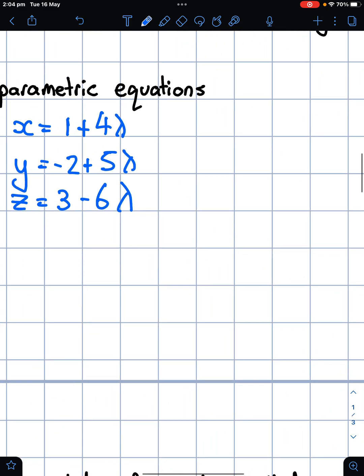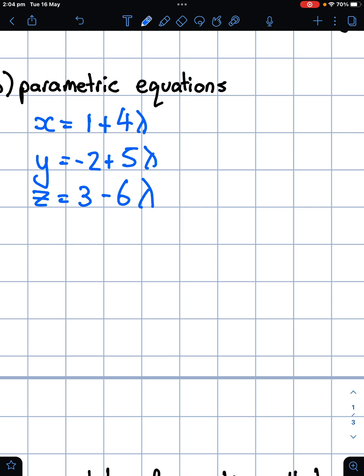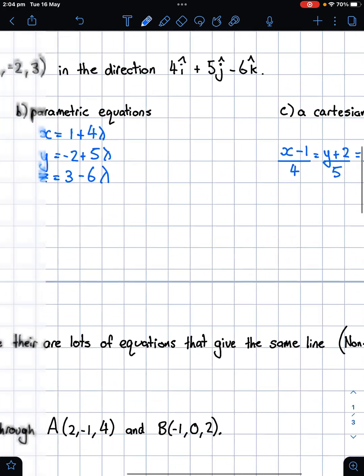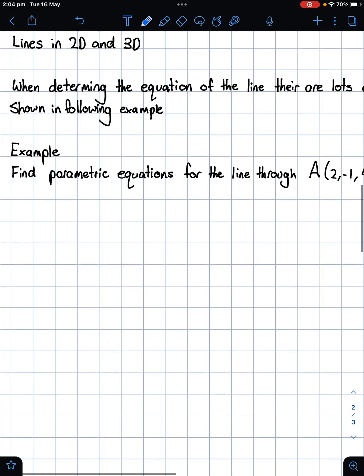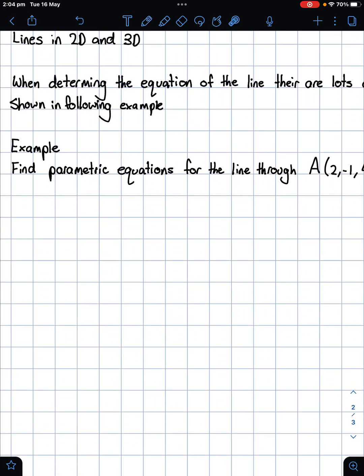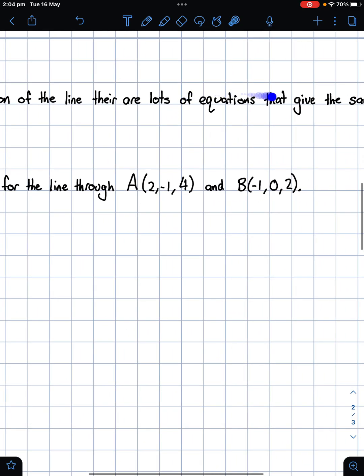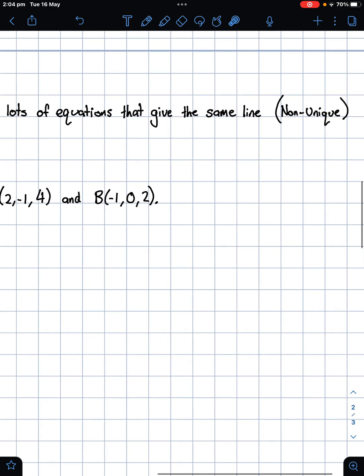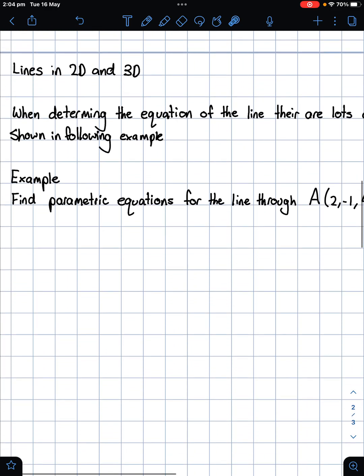Okay. And we are all solved there. So let's just jump on to the next part because this is pretty quick. So when determining the equation of the line, there are lots of equations that give the same line. So we have non-unique solutions. You can come up with a lot. And we find that in this following example.